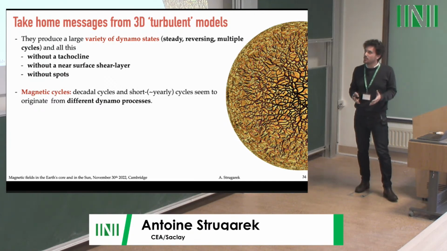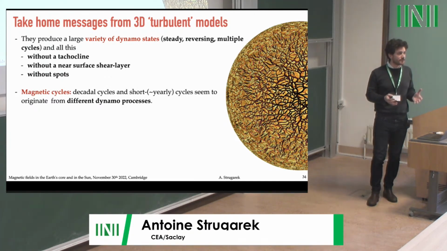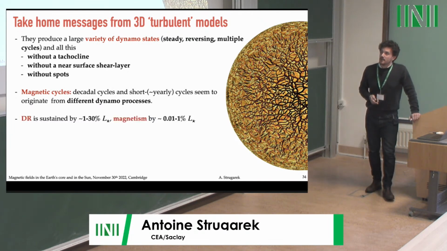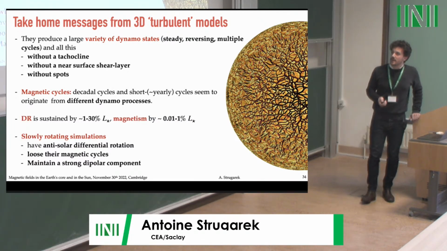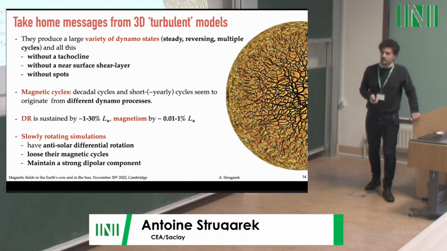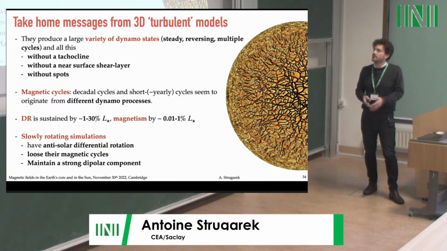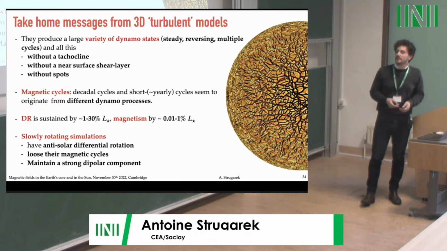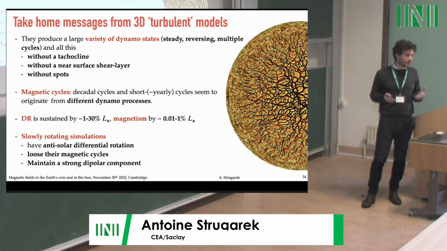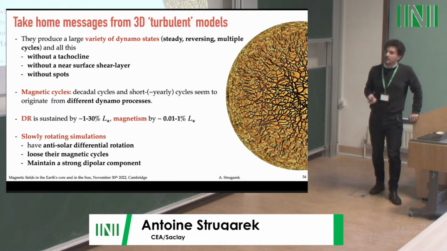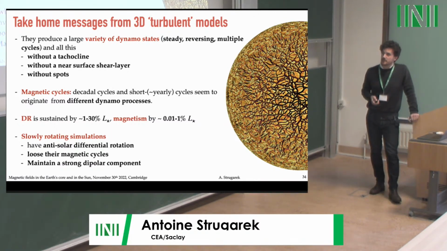I think that's really important to realize when you compare to observational constraints: you have to compare apples to apples, of course. Well, this is just, again, the numbers. And for the slowly rotating case, we have anti-solar differential rotations that have never been confirmed to exist observationally for main sequence stars. So that's something that would be very interesting to constrain dynamo theory. They lose a magnetic cycle, and they maintain the strong dipolar component.